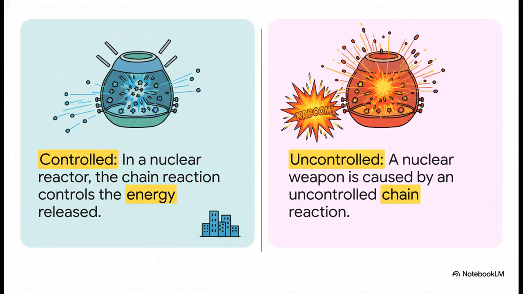But what if you don't control it? What if you just let it run wild? Well, then you get an uncontrolled chain reaction. And that is the terrifying principle behind a nuclear weapon, where all of that energy is released in one massive, instantaneous explosion.